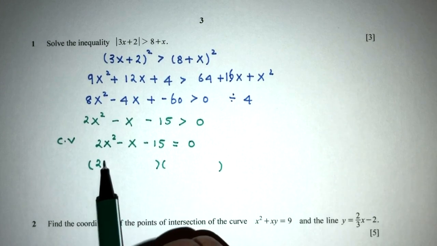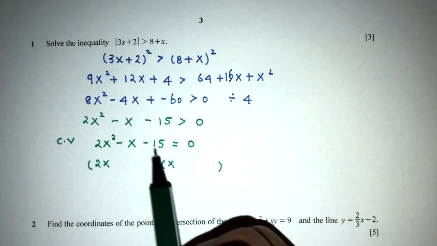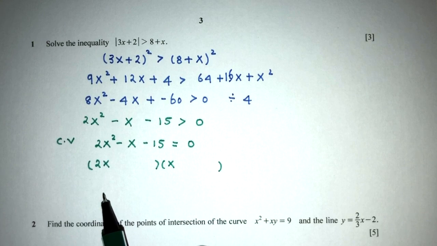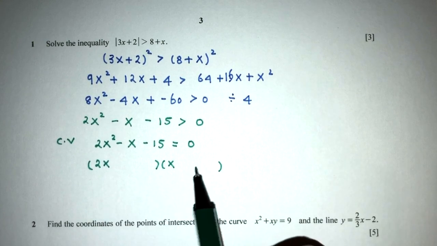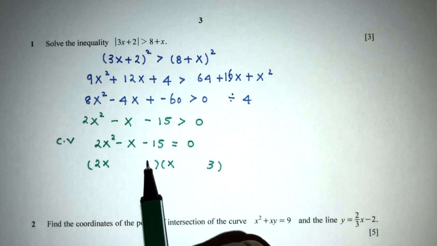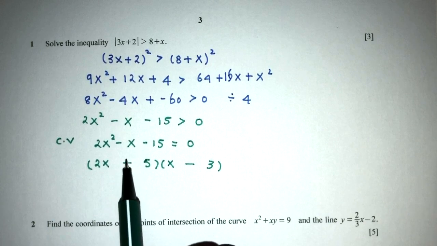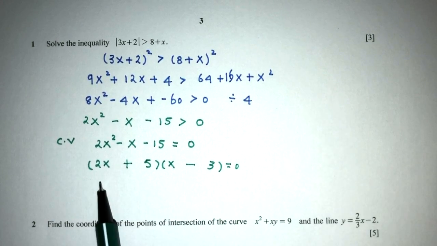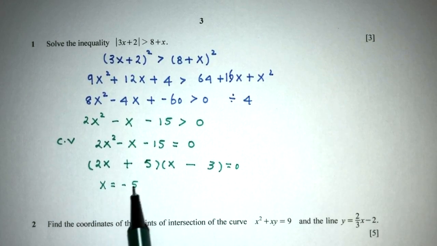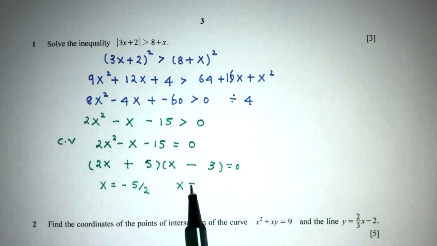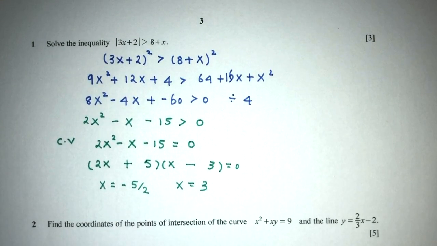That will be 2x times x. And here we have 15. 15 is 3 times 5. Sorry, yeah, 3 times 5. We have to put 3 here and 5 here. Makes sense, right? To get minus 1, we have to have minus 6 and plus 5. So x has to be minus 5 over 2 and x has to be the value of 3.